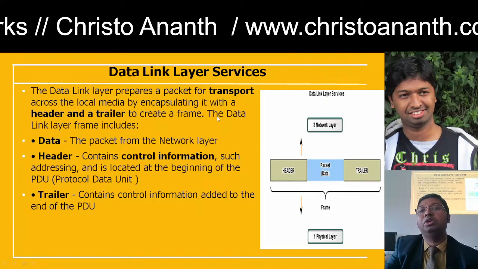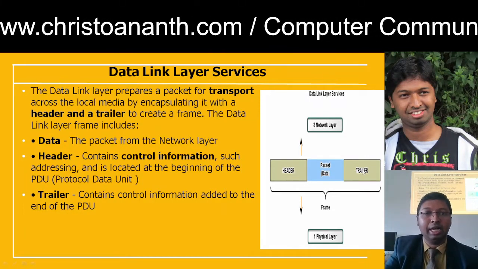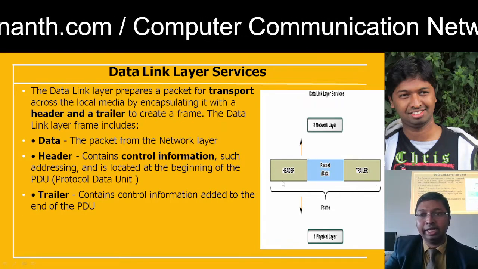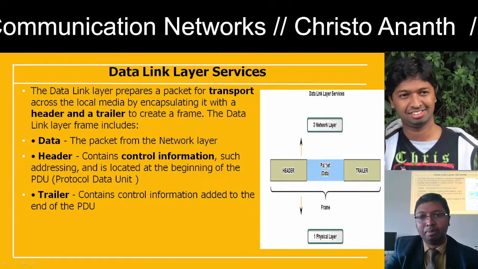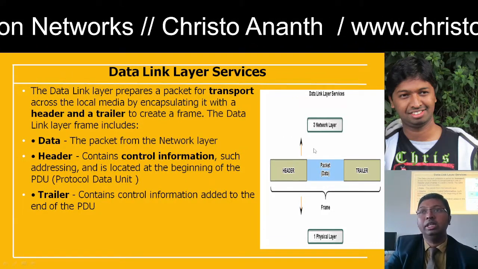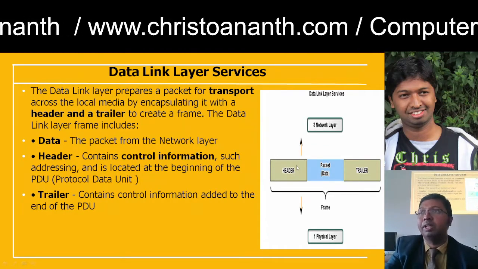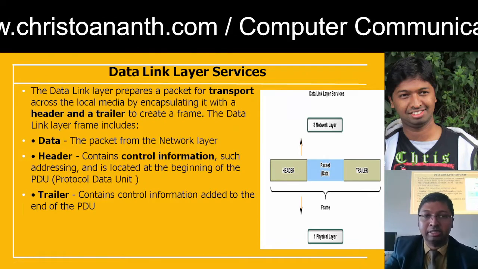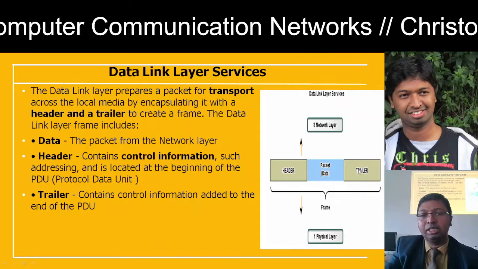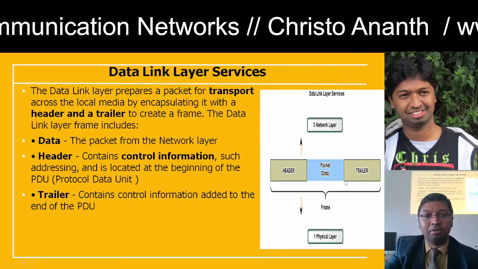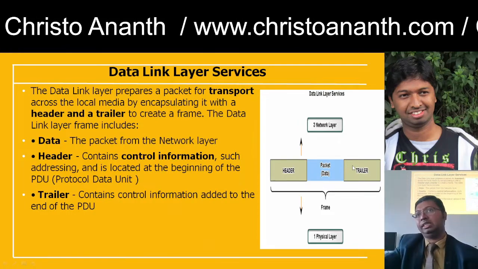The data link layer is going to prepare the packet for transfer, with a header and a trailer to create the entire frame. So we have the data, nothing but the packet from the network layer, and the header will be having the control information, like maybe the hierarchical addressing scheme, located at the protocol data unit. And the trailer is going to contain control information added to the end of the protocol data unit. So this is the start and this is the end.